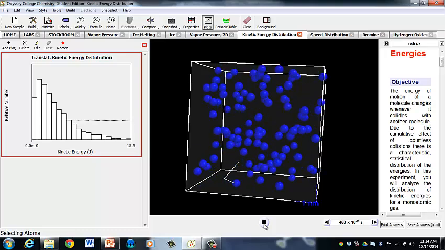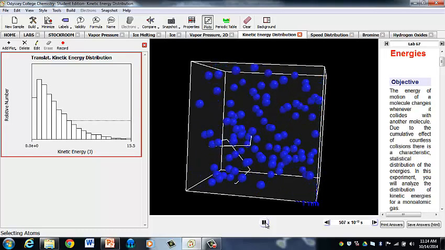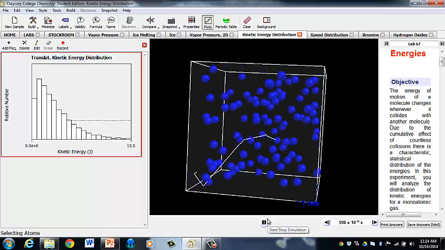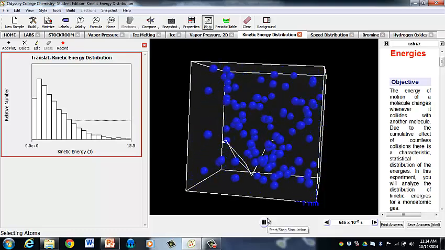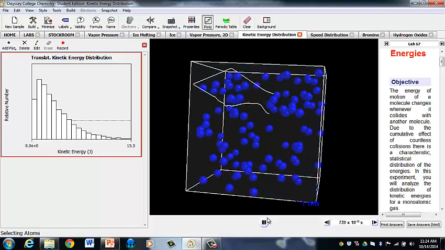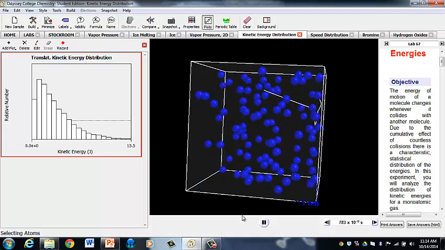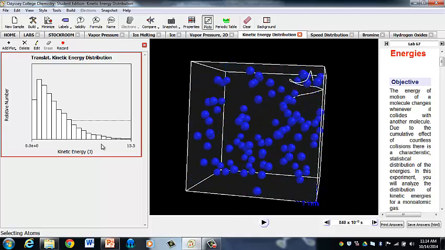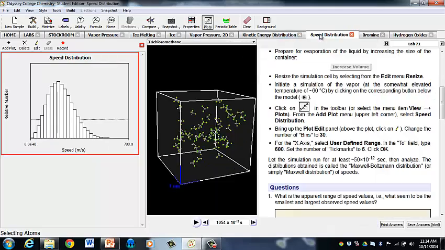We can track one atom, and that'll allow us to see its kinetic energy is going to change over time, because sometimes it'll get bumped into by a faster moving particle and then it takes off. Sometimes it bumps into a slower moving particle and then it loses kinetic energy. But we have this distribution of kinetic energy there. We can look at the distribution of speeds.